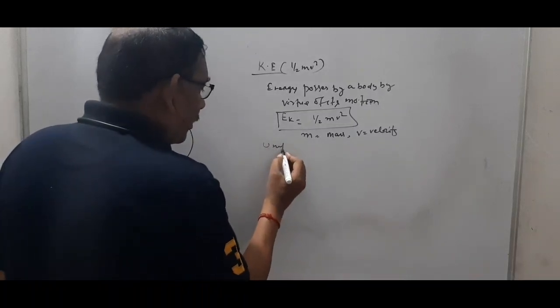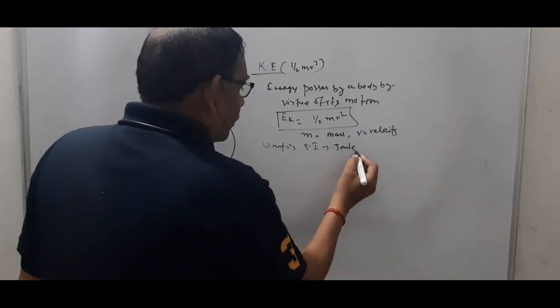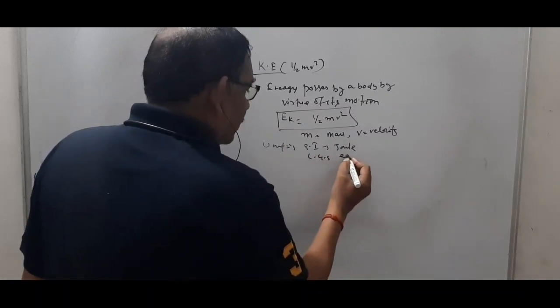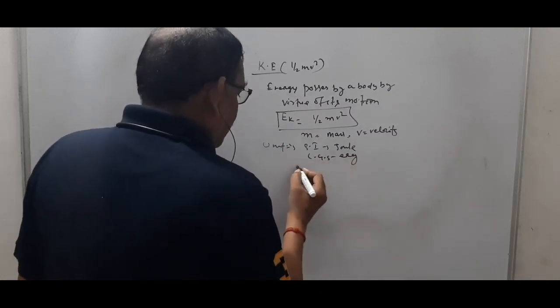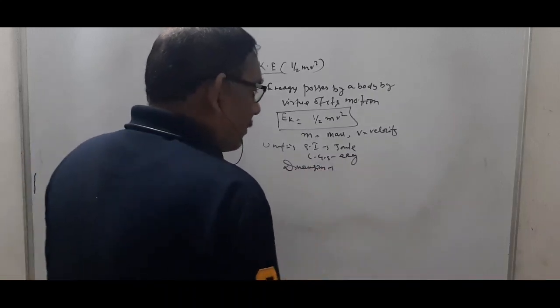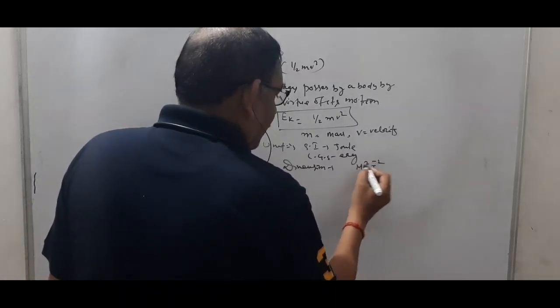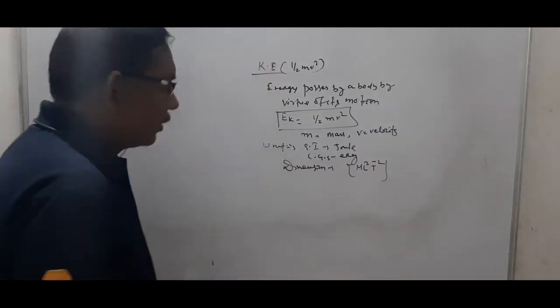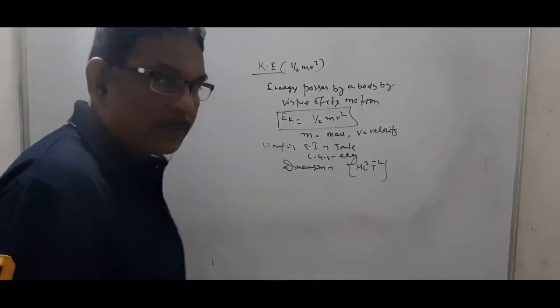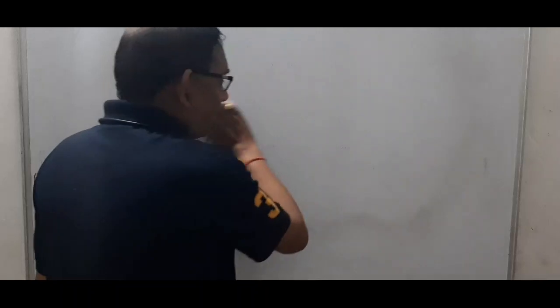Unit: SI is joule, CGS is erg. Dimension: same as that of work done, ML square T minus 2. Now the expression of kinetic energy of a body when a constant force is applied on it.